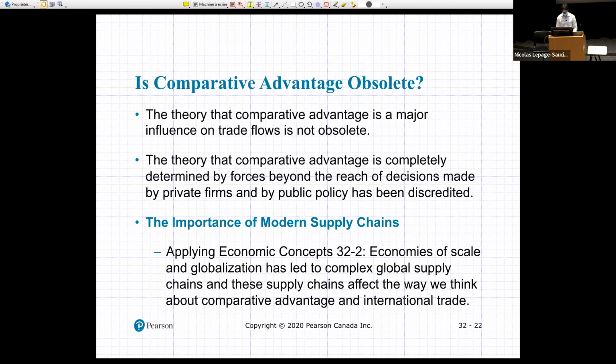Now for some reason we go back to comparative advantage. Is comparative advantage obsolete? Now we go back to the idea that we trade because we have better technology than somebody else, and that other person has better technology in some other sectors. The theory that comparative advantage is a major influence on world trade flow is not obsolete. The theory that comparative advantage is completely determined by forces beyond the reach of decisions made by private firms and by public policy has been discredited.